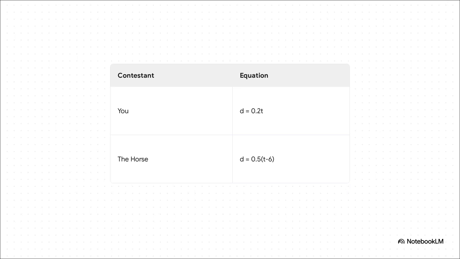We can actually translate our race into the language of math pretty easily. For you, the distance you travel, we'll call it d, is just your speed, 0.2, multiplied by the time, t. Easy enough. For the horse, its distance is its speed, 0.5, times its time. But its time is t minus 6 because of that 6-minute delay. And boom, just like that, we have our system.